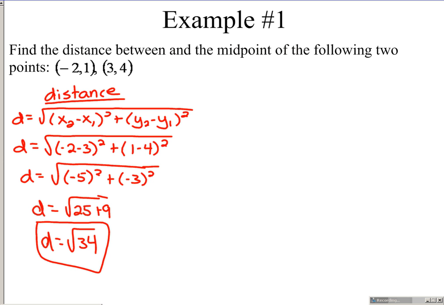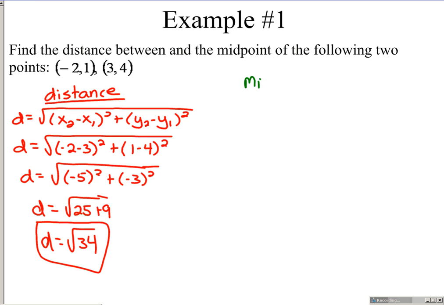Throughout the entire year in this class, make sure that you are always giving your answers in simplest form. Do not give decimals unless you are told specifically to do so in the directions or you have decimals in the original problem. In this case, root 34 cannot be broken down, so that is the simplest form in which we can give the solution.